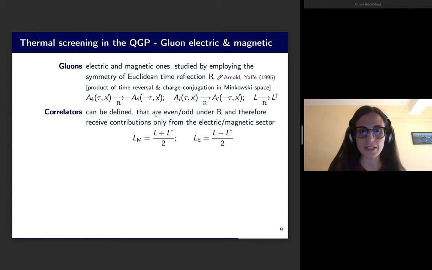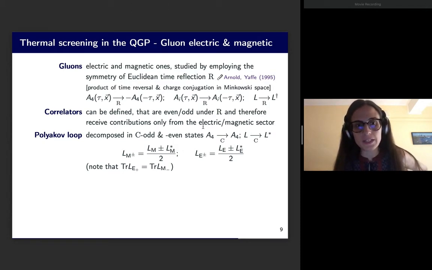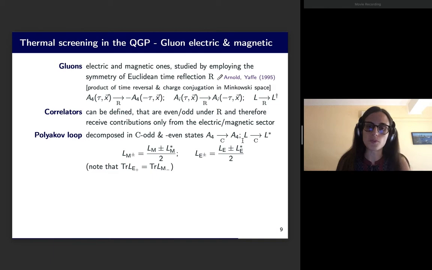Truly, what electric and magnetic means in this case is whether we have an even or an odd property of these correlations under this Euclidean time reflection. Then the Polyakov loop itself can be decomposed. Each Polyakov loop in a correlation can be decomposed into C-odd and C-even states as well, according to the charge conjugation transformation that brings A4 into itself and a Polyakov loop into the conjugate of the Polyakov loop.